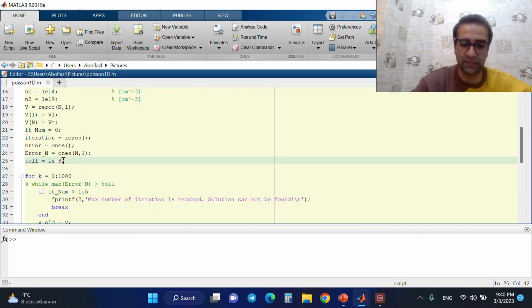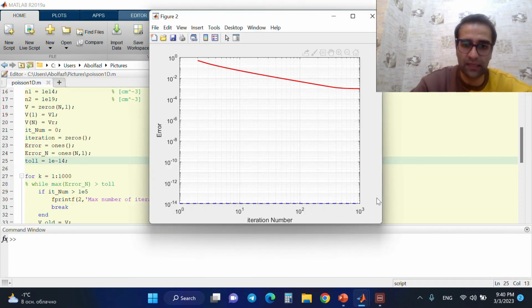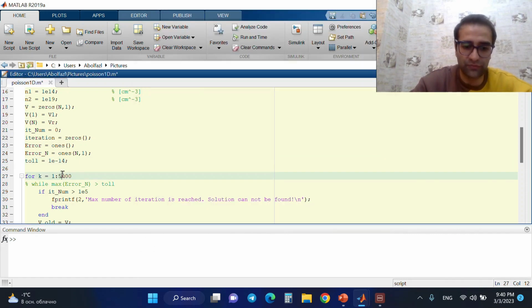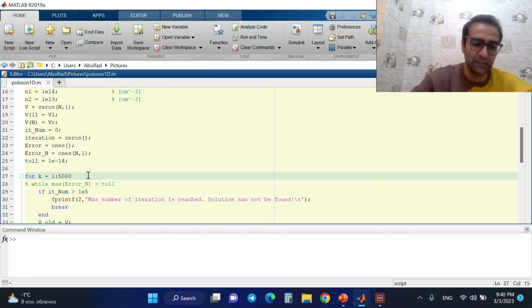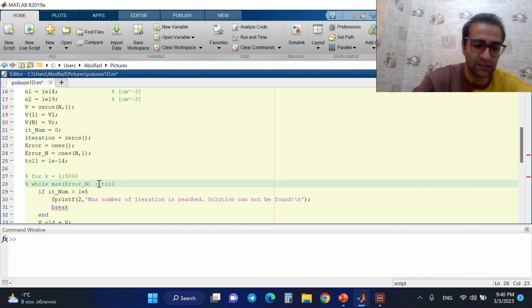Let's get the tolerance back to 1e-14. You see, the maximum iteration number here is 1000. Let's increase it to 5000. You see here the convergence becomes slightly faster. We have slow convergence until, for example, 461, then the error is almost constant, but finally it starts to converge at 4390. Therefore, I disable this command and enable this one.